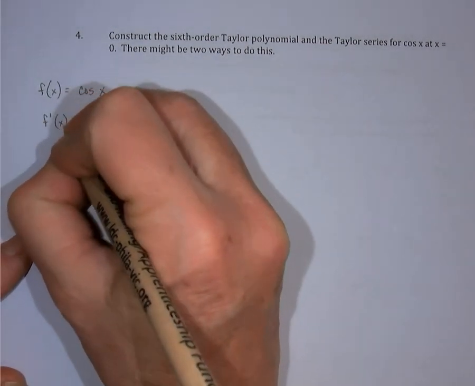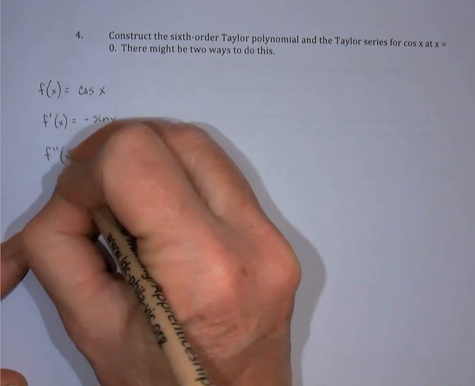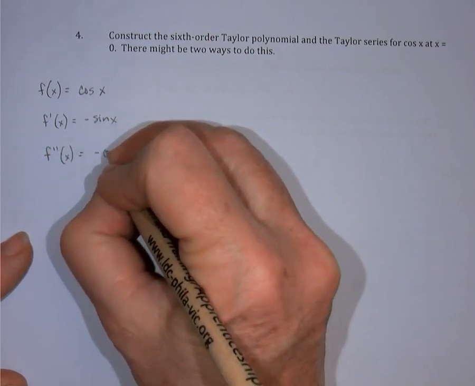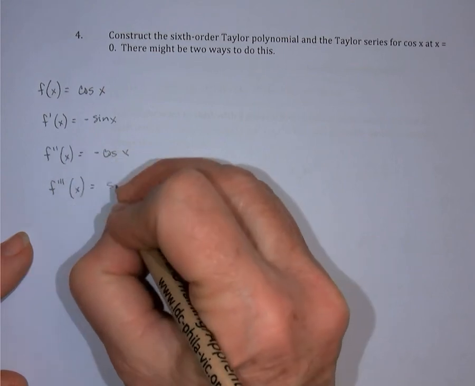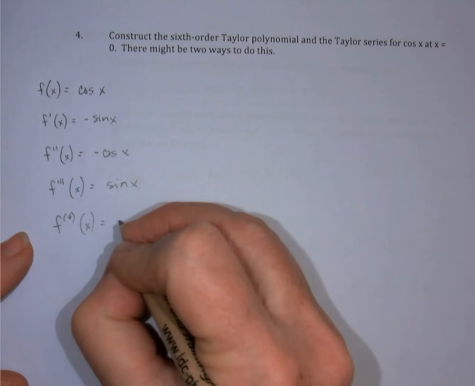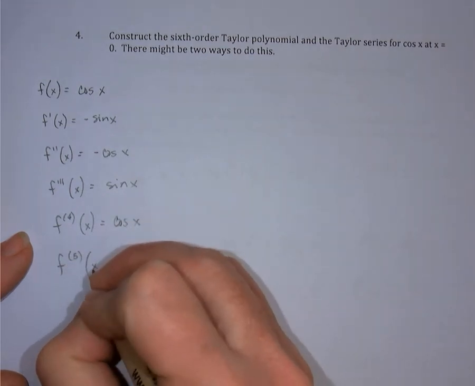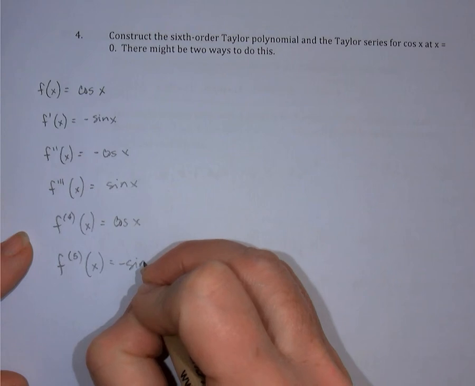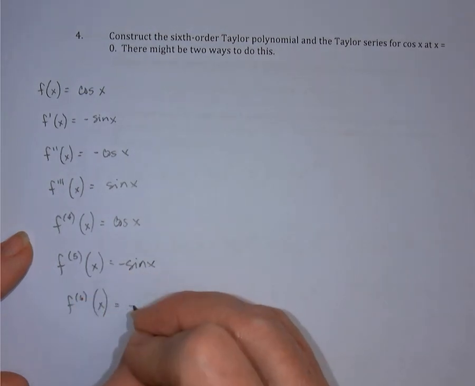The first derivative is negative sine of x. The second derivative is negative cosine of x. The third derivative is sine of x. The fourth derivative is cosine of x. The fifth derivative is negative sine of x. And the sixth derivative is negative cosine of x.